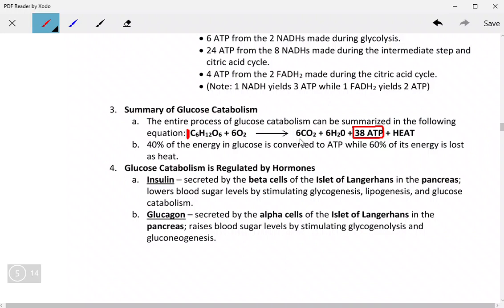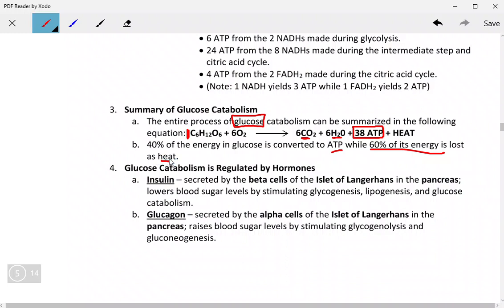Are you following? And also take a look. We also produce CO2 from the citric acid cycle, and water from the ETS. This is making sense. So this is the catabolic reaction of glucose. This is what breaking down glucose can produce. Now remember, 40% of the energy released is converted into ATP, which we've seen. 60% of that energy will be lost as heat within the body.